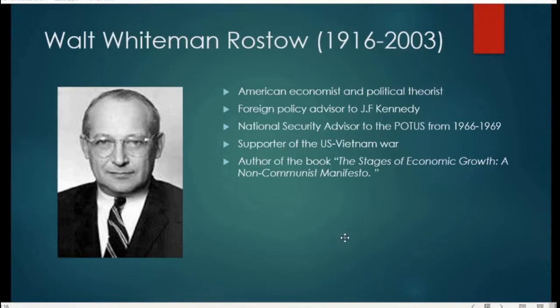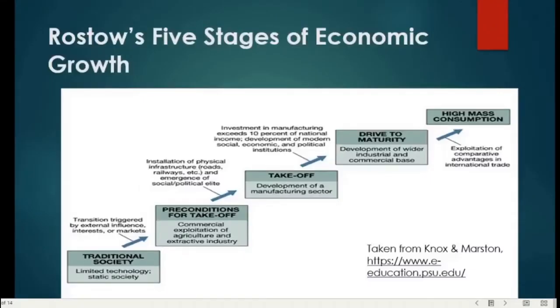So these are Rostow's five stages of economic growth, which he suggested in his book. And this is a diagram of it, which I've taken from a website by PSU. So basically Rostow's idea is that human societies have to go through five stages in order to achieve development. The first, he said, is the traditional society, where there's limited technology, people are living in a self-subsistent economy, and it is a static society where people live just like their ancestors did.